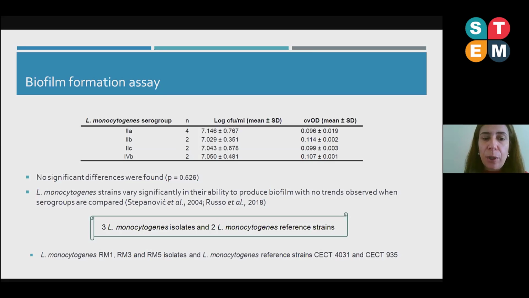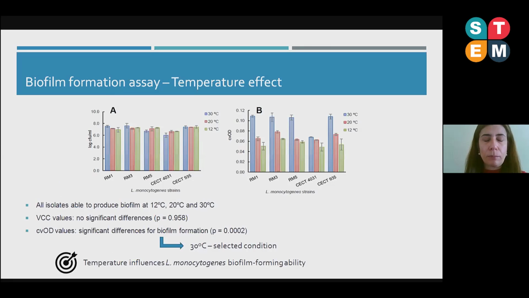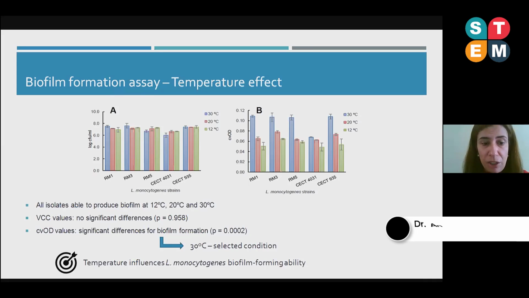For other biofilm forming ability testing at 20 and 12, we further selected 5 strains based on serogroup and their biofilm forming ability parameters at 30 degrees. Although there were no significant differences from biofilm formation at different temperatures, crystal violet particle density values presented significant differences. So at 30, we could see that the highest biofilm formation occurs.